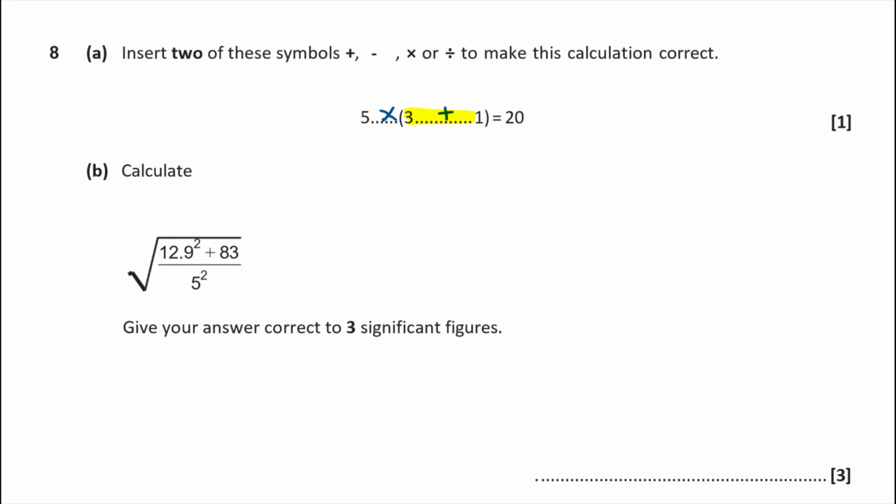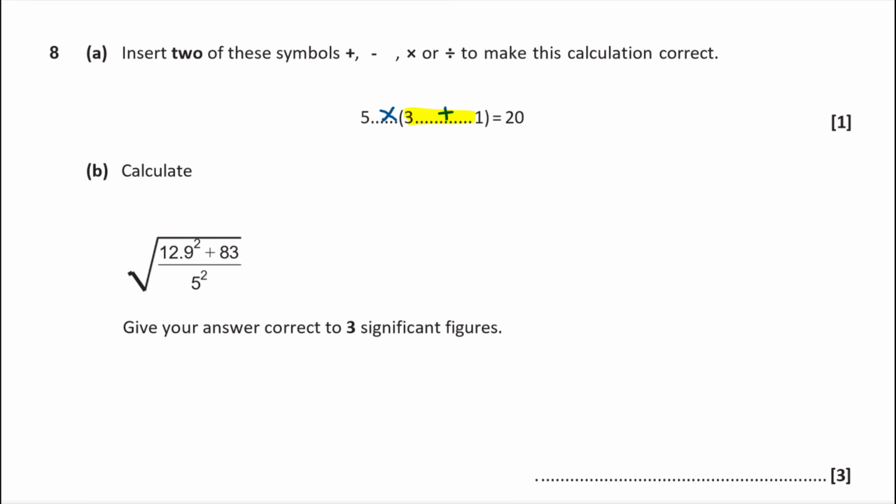Now part B says, calculate this horrible looking thing here. Give your answer correct to 3 significant figures. Now this is just a calculator question. All I've got to do is type that carefully into my calculator and see what I get.